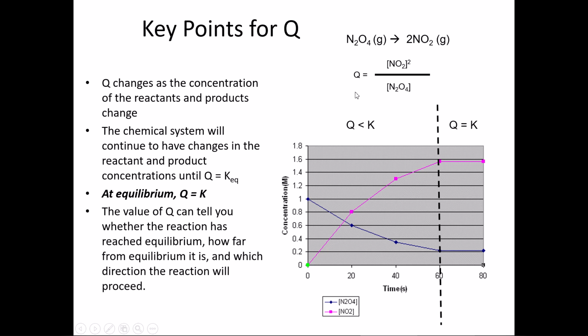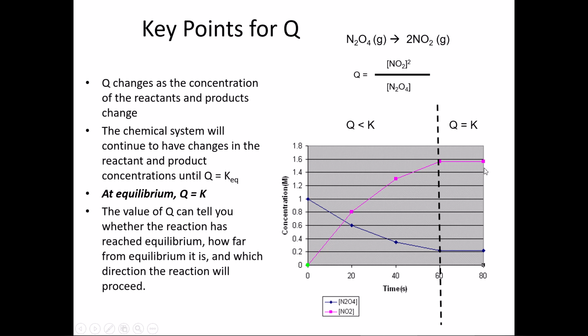So what's happening to our ratio? When we first start out, since NO2 is 0, our Q is equal to 0. Alright, since our K equilibrium must be greater than 0, our Q is less than K. But as our reactants decrease, so that's our bottom number, and our products increase, that's our top number, our Q ratio gets larger. So as we're moving in time to the right, our Q is getting larger and larger until it reaches equilibrium, where Q is equal to what our K equilibrium constant would be.